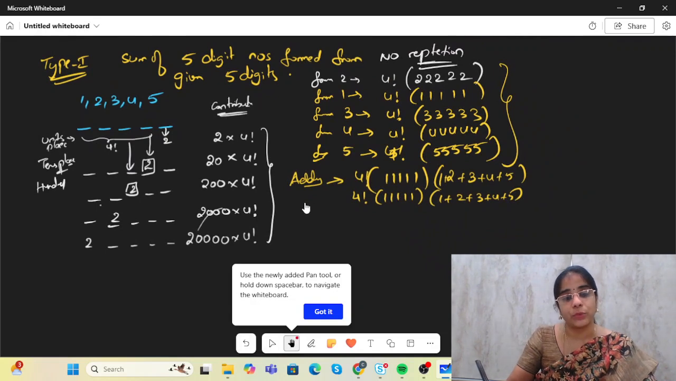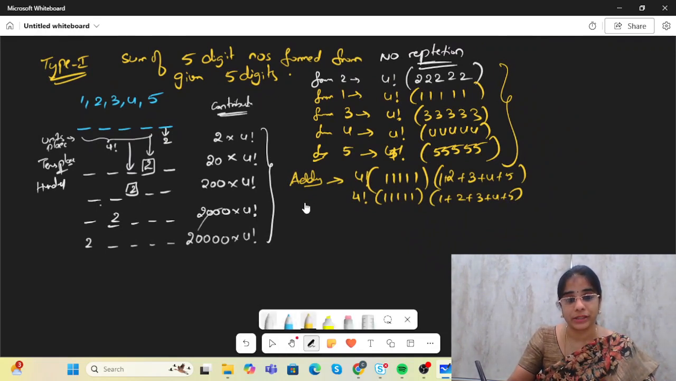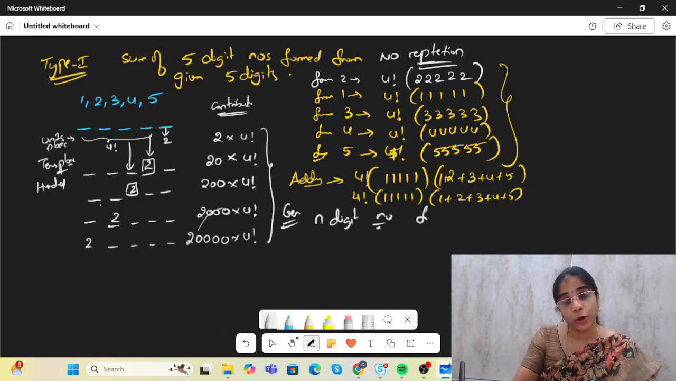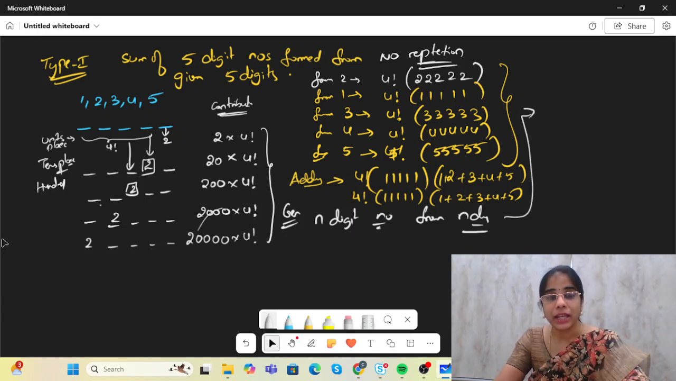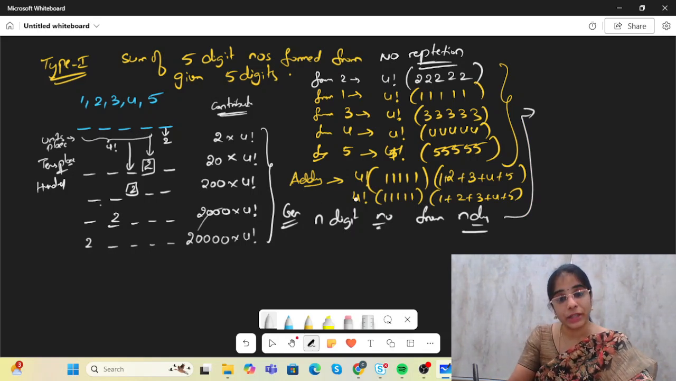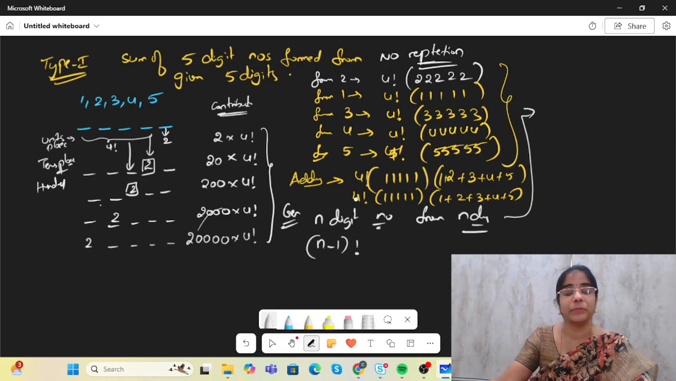So, in general, what is the general notation that I have to consider here? In general form, if it is an n-digit number formed from the given n digits, what is my answer? See, when I have 5 digits, my answer starts with 4 factorial. Hence, when I have n digits, my answer will start with (n minus 1) factorial. And then 1, 1, 1, 1.